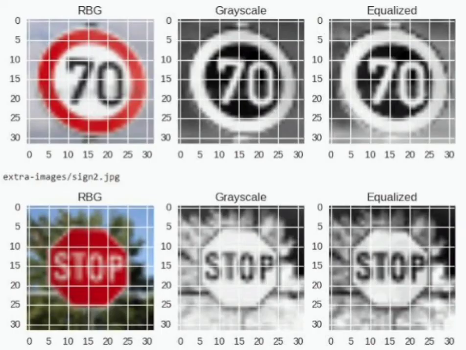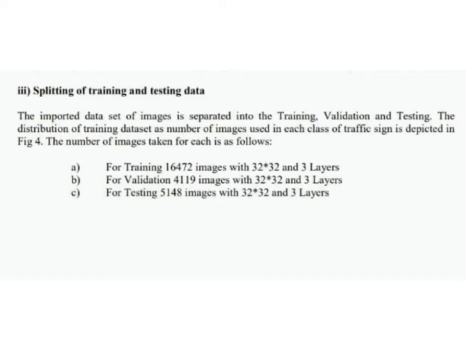Coming to pre-processing of data. The images are resized into 32 by 32 pixels. The images are then converted into grayscale and histogram equalization is applied, and then the images are given to the model for testing.